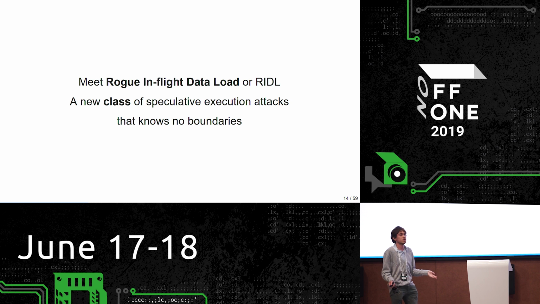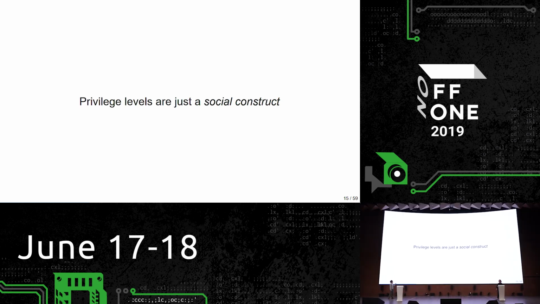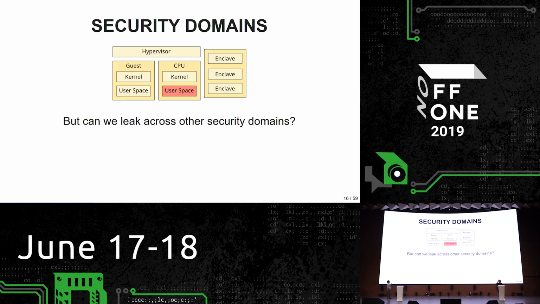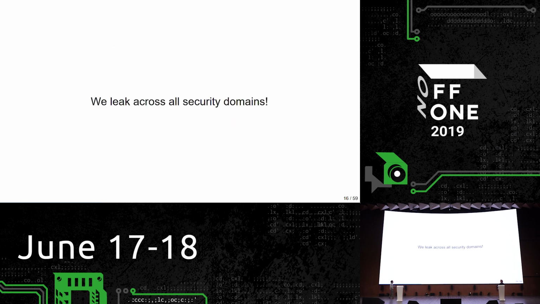So meet Rogue In-flight Data Load, RIDL. It's a new class of speculative execution attacks that knows no boundaries. And to show that it knows no boundaries, first I'm going to talk about privilege levels, which are just a social construct. So what we show with RIDL is that we can leak between hardware threads, but can we actually leak across other security domains? Yes, we can. So we can leak from the kernel, across VMs, from the hypervisor, and from SGX enclaves. We leak across all security domains.